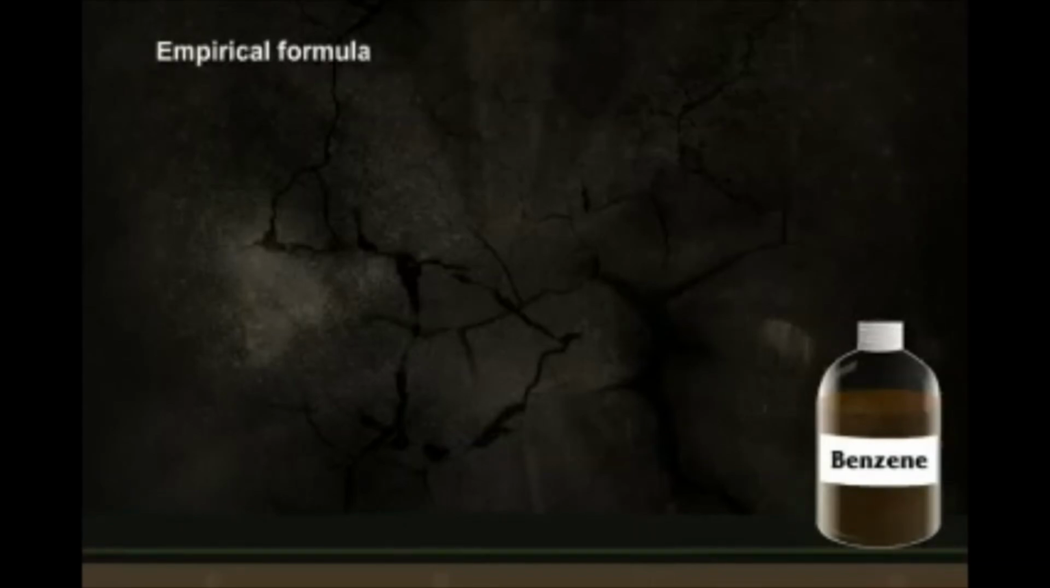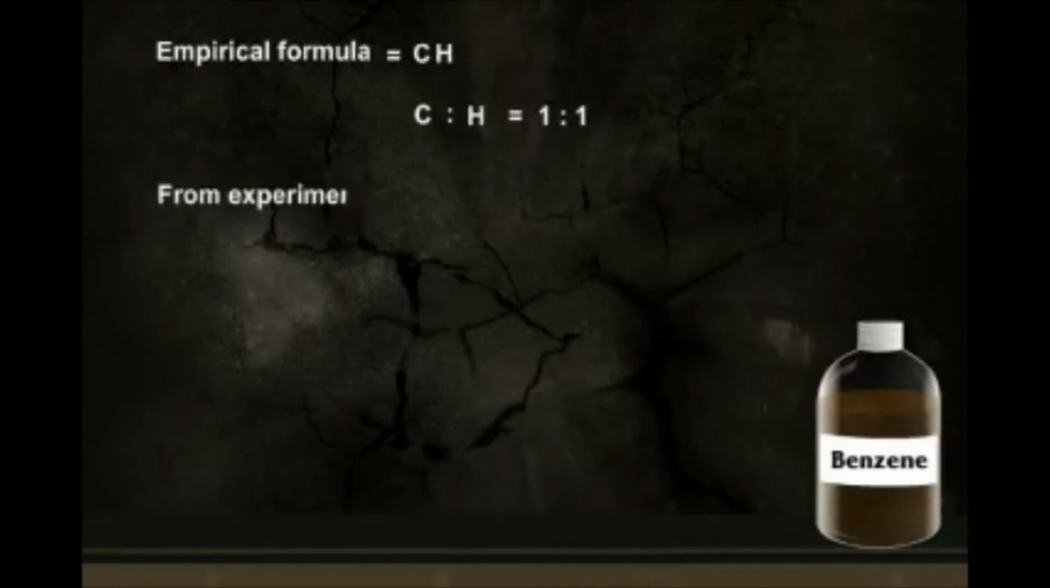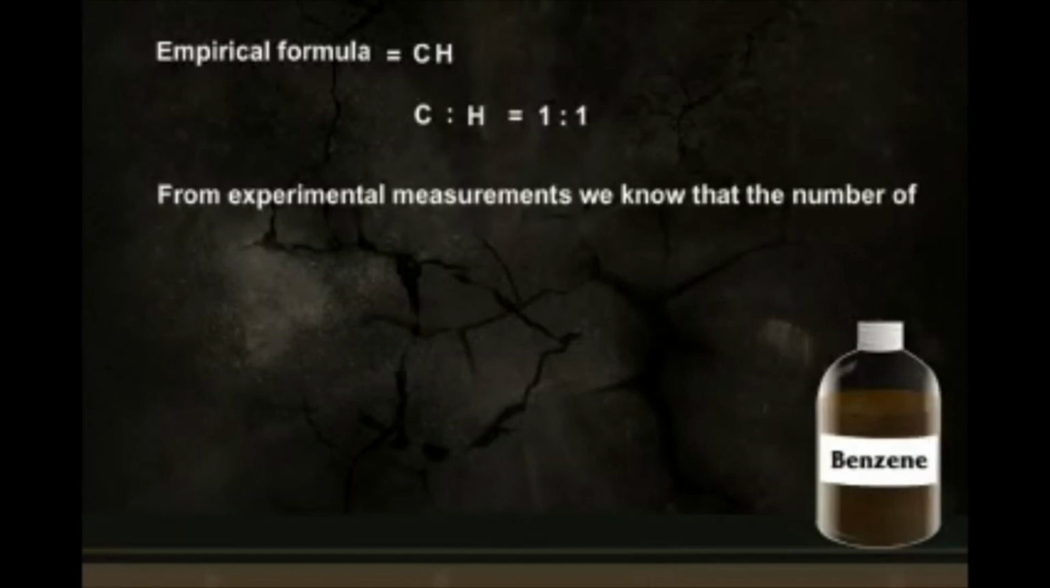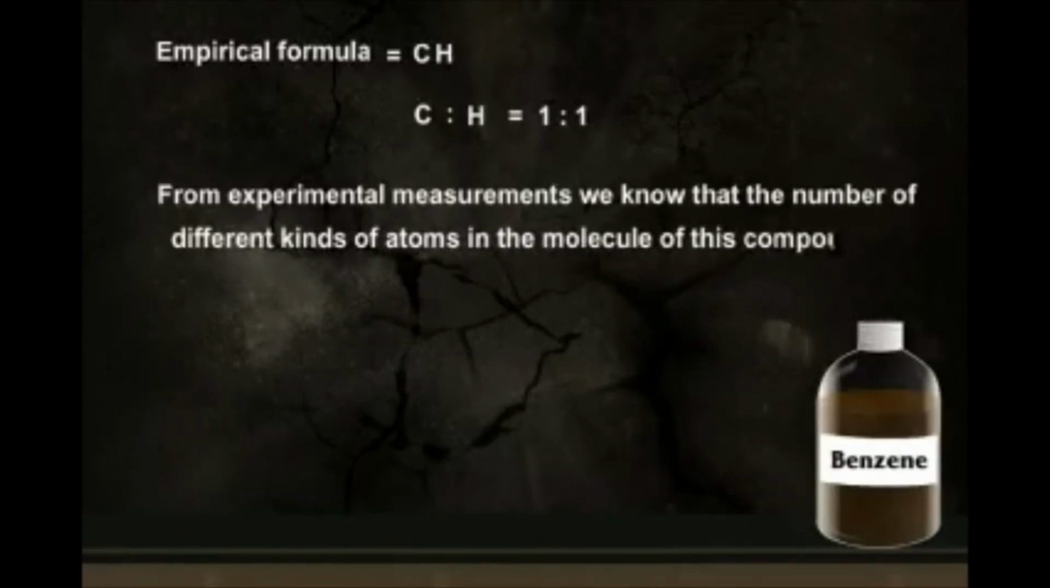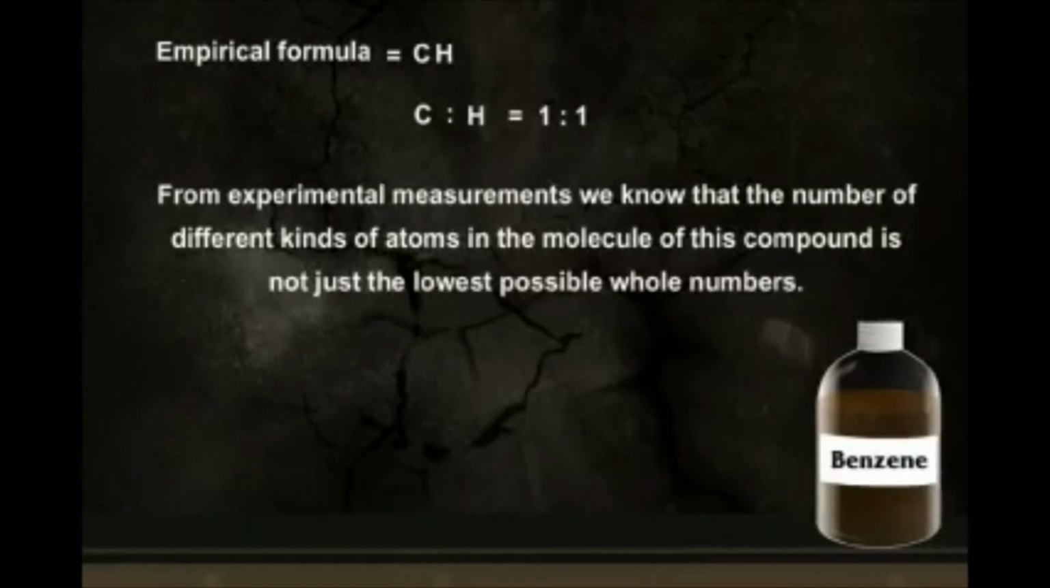The empirical formula of benzene is CH. It implies that carbon and hydrogen atoms combine in a ratio of 1:1. However, from experimental measurements, we know that the number of different kinds of atoms in a molecule of this compound is not just the lowest possible whole numbers.